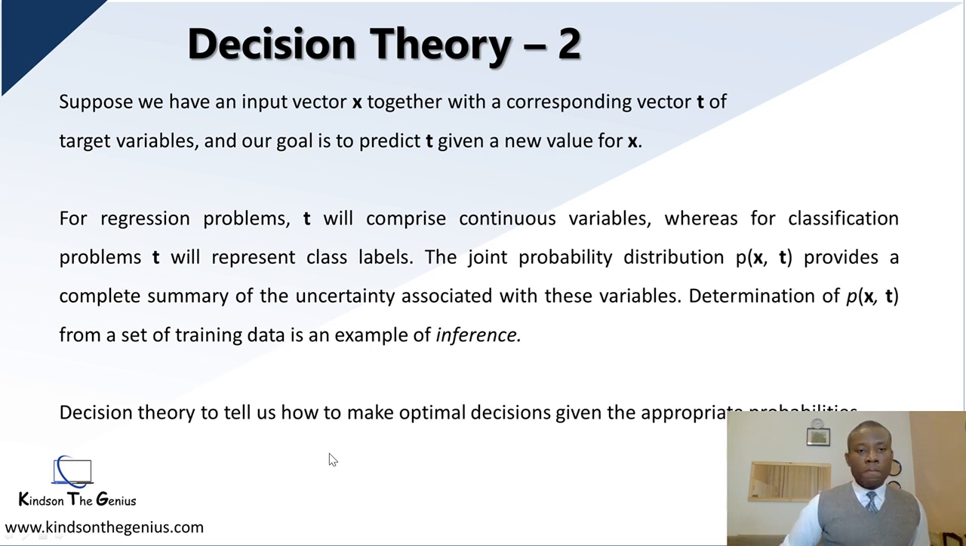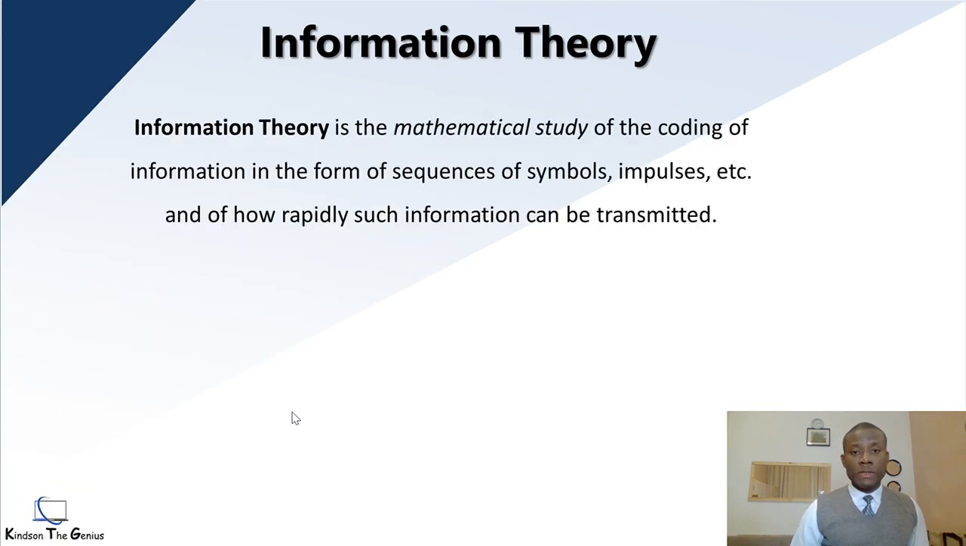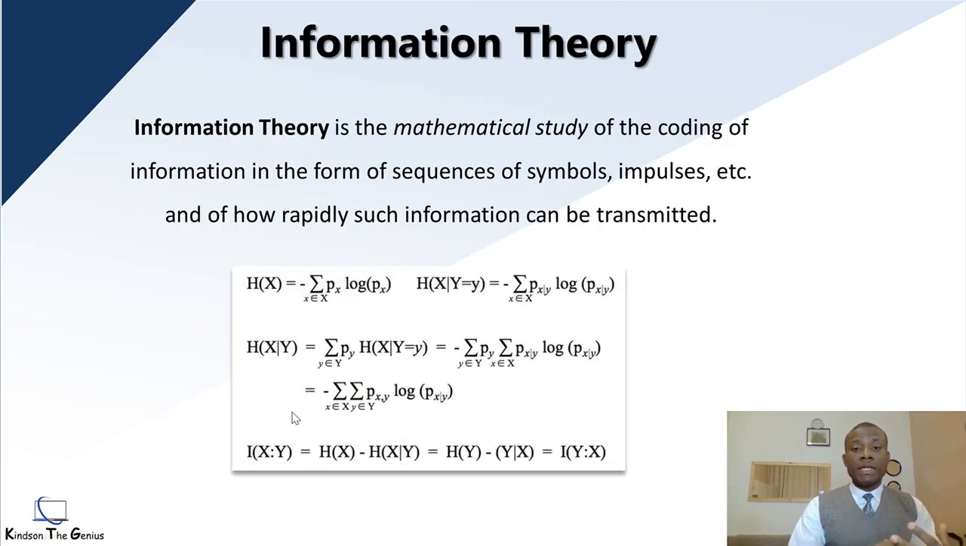All right, so decision theory goes with probability theory, and finally we have the next one, which is information theory, which is a mathematical study of coding of information. So how do we code information using sequence of symbols, and how to transmit such information?